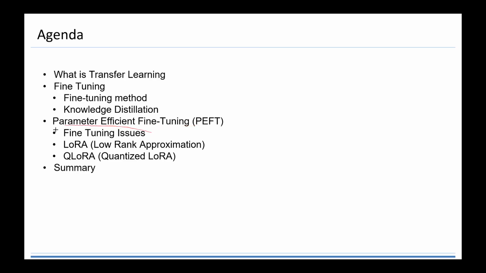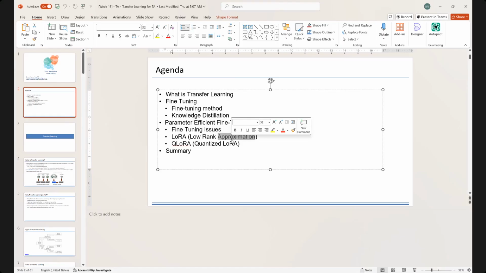And we will take a look at what the issues in fine tuning are and some approaches to handle those issues, such as LoRA, low rank adaptation. So this is not approximation, sorry. And the other is QLoRA, the quantized LoRA. So this is adaptation.